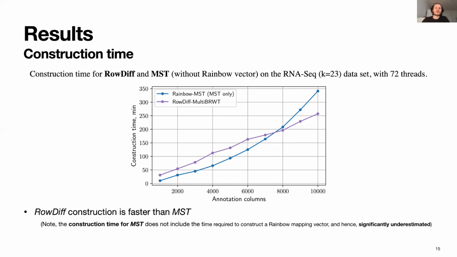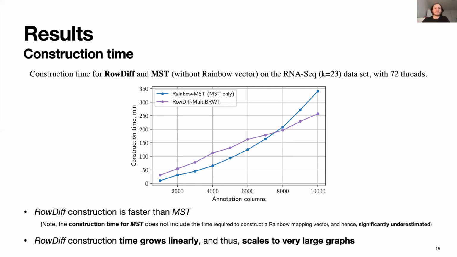However, despite the fact that the construction time for rainbow MST is significantly underestimated, we see that it's still larger than the full construction time for our method. Also, row-diff construction time grows linearly with the number of annotation columns and grows superlinearly for MST. This demonstrates the scalability of row-diff and makes it especially valuable in large settings.